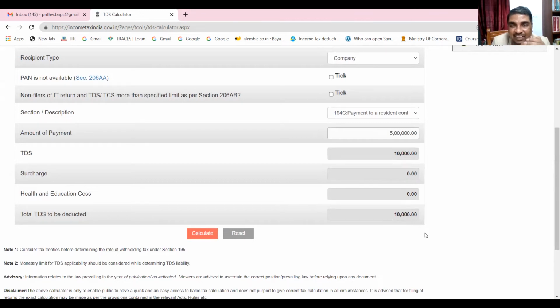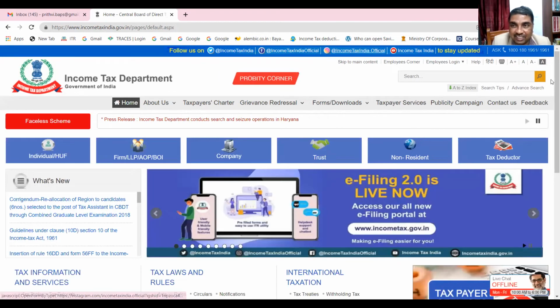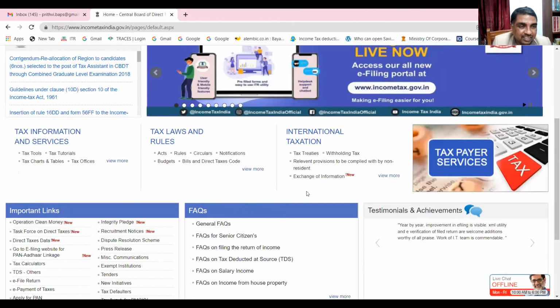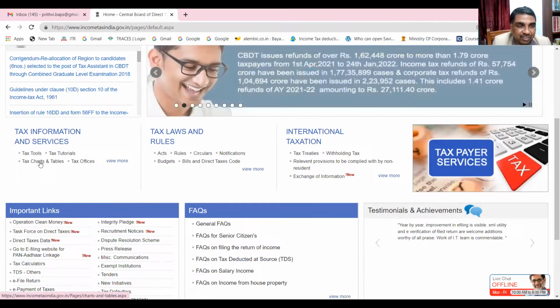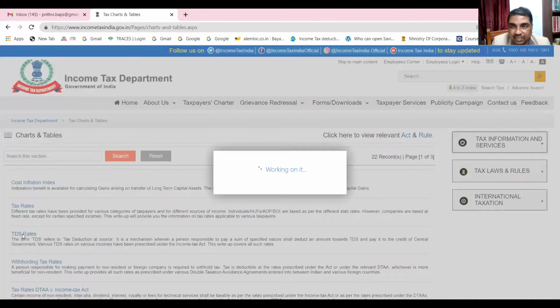Okay, yes, sir. You can see in this case 2% got deducted. Why it is 2%, if you want to understand? Then I will take you to that tutorial, so you can easily, I can take you to the rates and charts. TDS rates should be available here. Let us say tax charts and tables are available here. We'll see the TDS rates. Are you seeing here TDS rates? Yes, sir. Okay, let me click here.